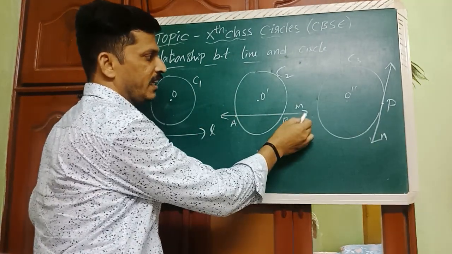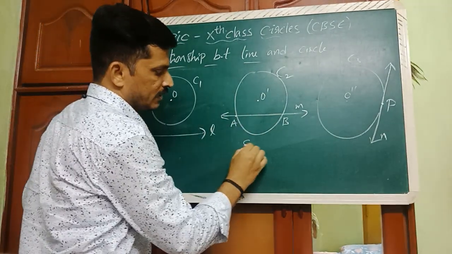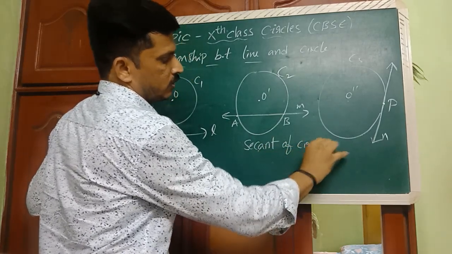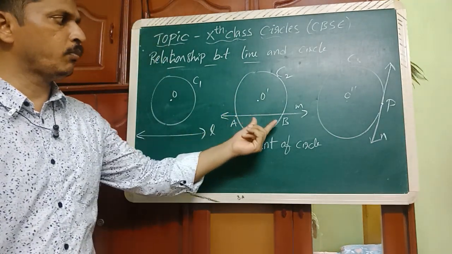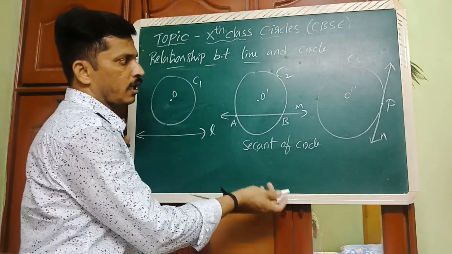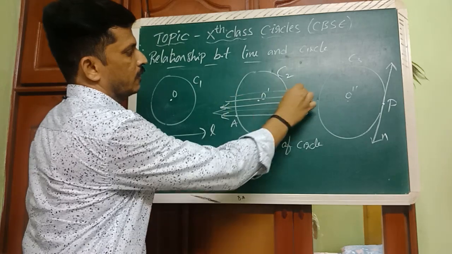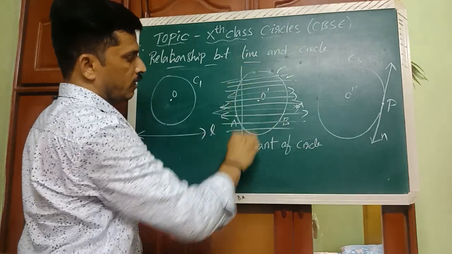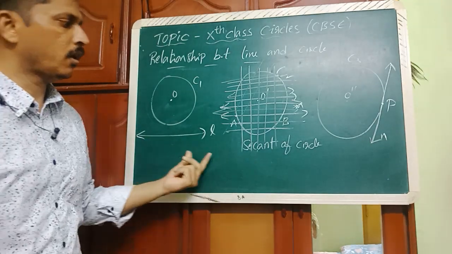See here, this line M passes through the circle at two distinct points. It is called a secant of the circle. What is the definition of a secant? A line which intersects the circle at two distinct points is called a secant of the circle. How many such secants can be drawn in a circle? Infinite. These are all secants of the circle. If you draw like this also you get secants.